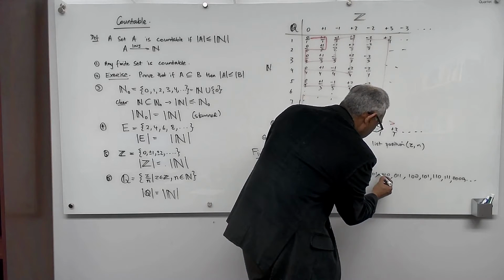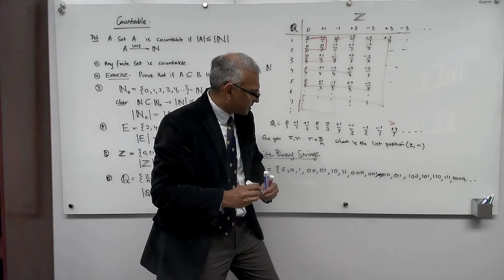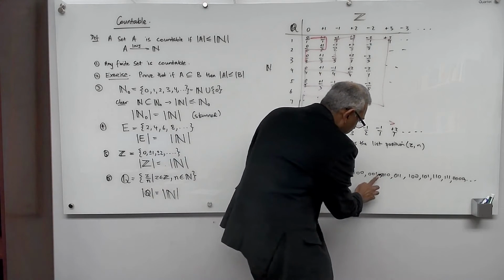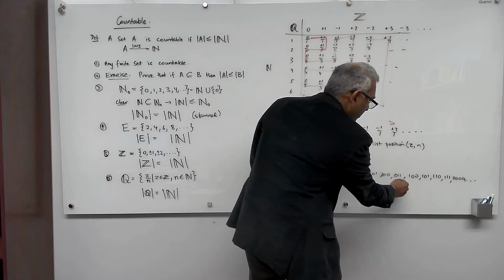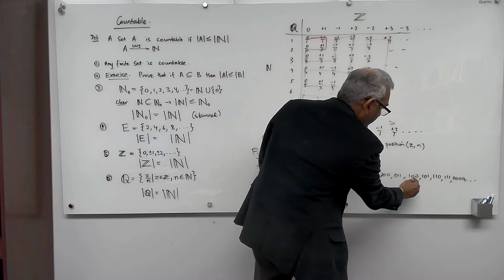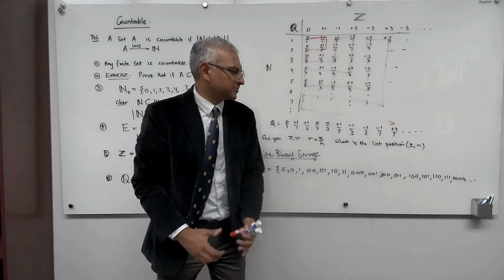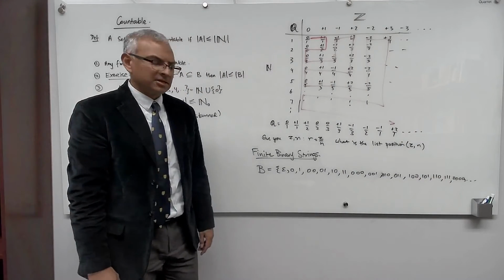I left out 001. Okay, so now I have it here. 0, 1, 2, 3, 4, 5, 6, 7. So those are the 8 length 3 binary strings.